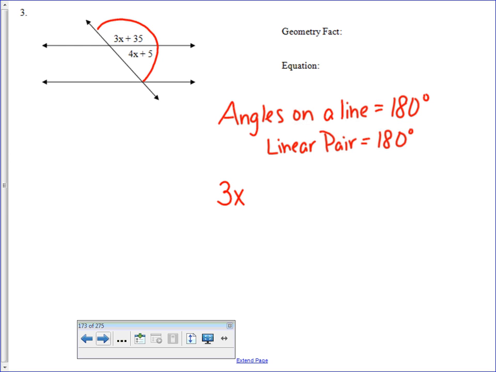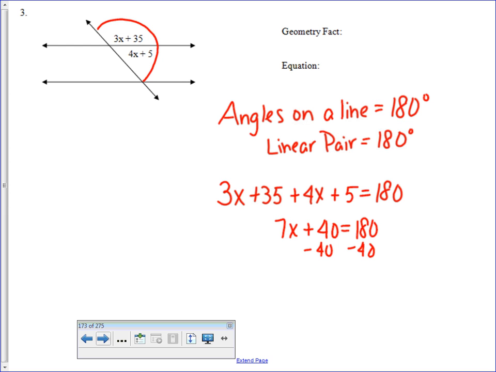So I know that 3x plus 35 plus 4x plus 5 has to now equal the 180 degrees. So when you combine your like terms, 7x plus 40 is equal to 180 degrees. Subtract 40 from both sides. I get 7x to equal 140. Divide both sides by 7. X is equal to 20.